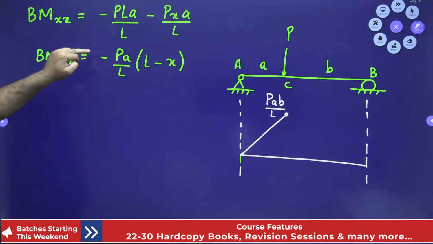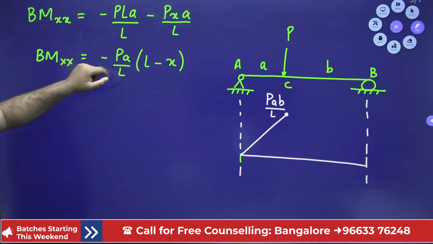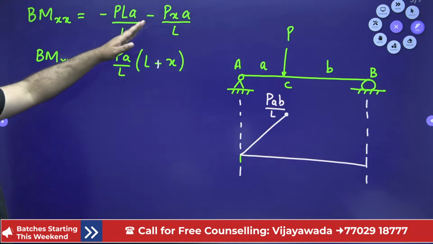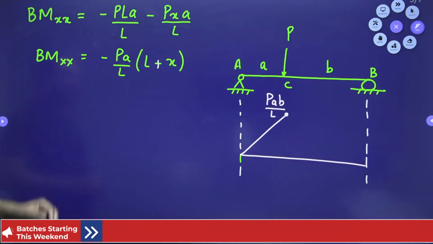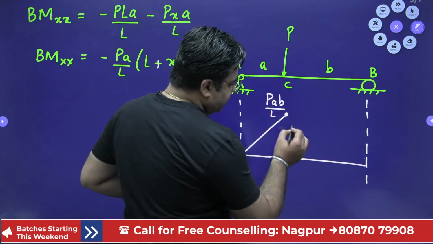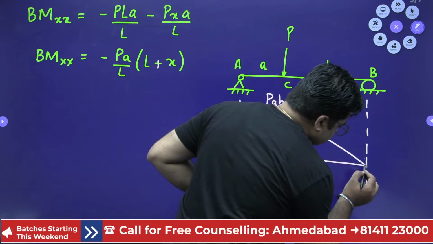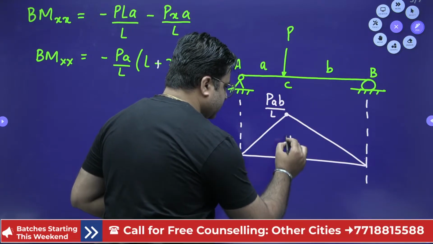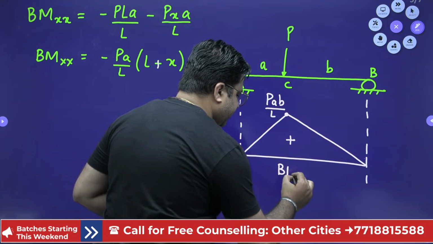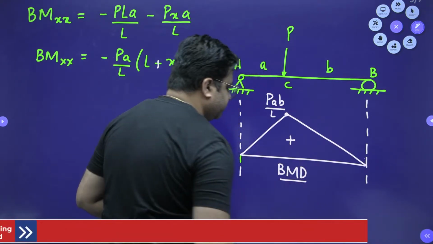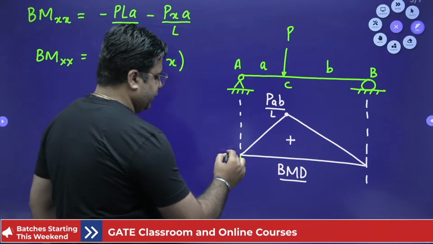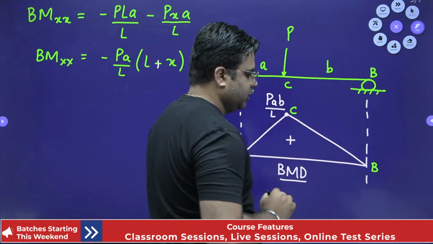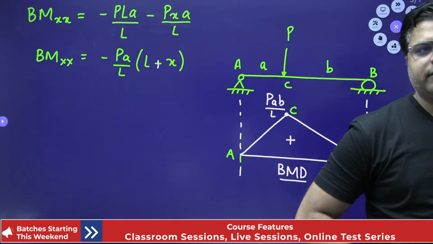And this bending moment equation is a straight line equation with a negative slope. When you take minus common, this will be L minus X. So this will be like this. And this is a positive bending moment diagram. This is the BMD, A, B, C.